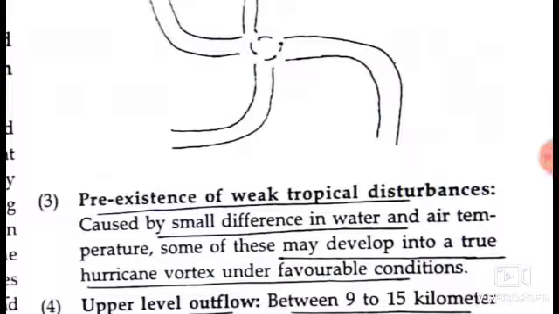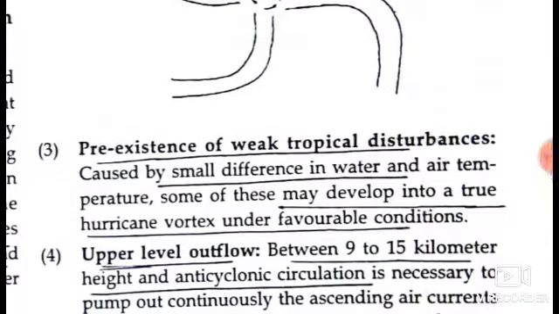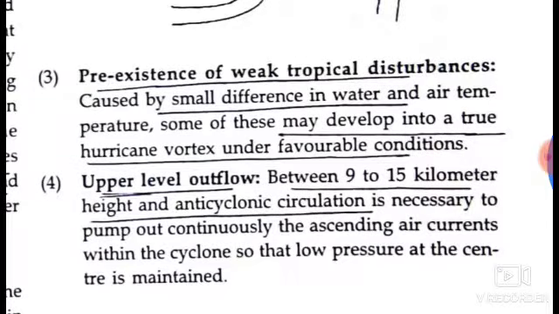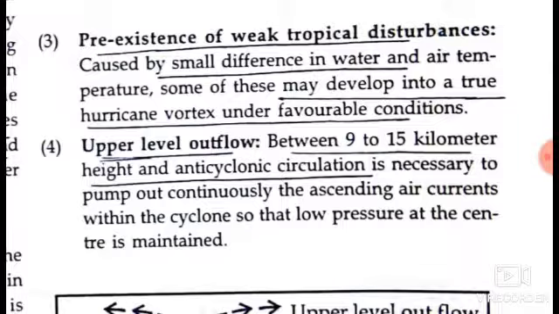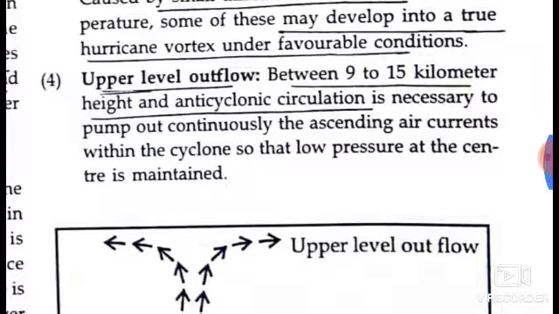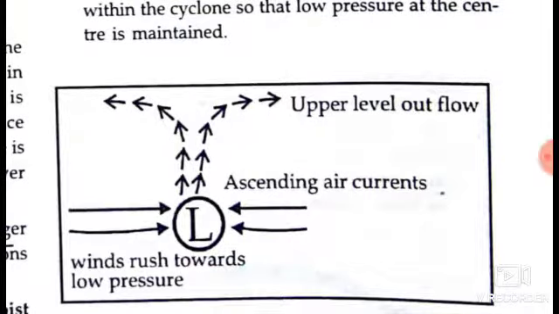Third, pre-existing weak tropical disturbances caused by small difference in water and air temperature. Some of these may develop into a hurricane vortex under favorable conditions. Upper level outflow between 9 to 15 km height and anticyclonic circulation are necessary to pump out continuously the ascending air currents within the cyclone so that low pressure at the center is maintained. With upper level outflow and ascending air currents, wind runs towards the low pressure.